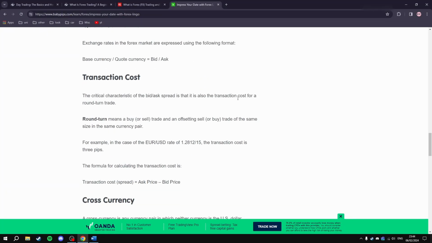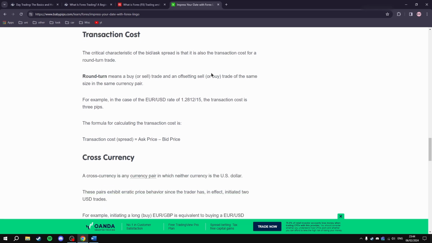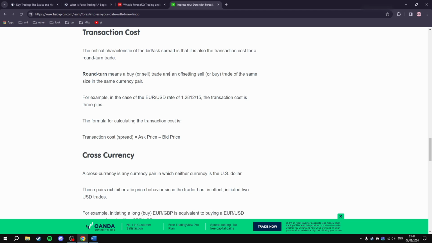Transaction cost. The critical characteristic of a bid-ask spread is that it is also the transaction cost for a round turn trade. Round turn means a buy or sell trade and an offsetting sell or buy trade of the same size in the same currency pair. For example, in the case of a EUR/USD rate of 1.2812 over 15, the transaction cost is 3 pips. I just realised the 15 is meant to be 1.2815, so 3 pips would be 15 minus 12, which is 3. Right, okay. The formula for calculating transaction cost: spread equals ask price minus bid price.